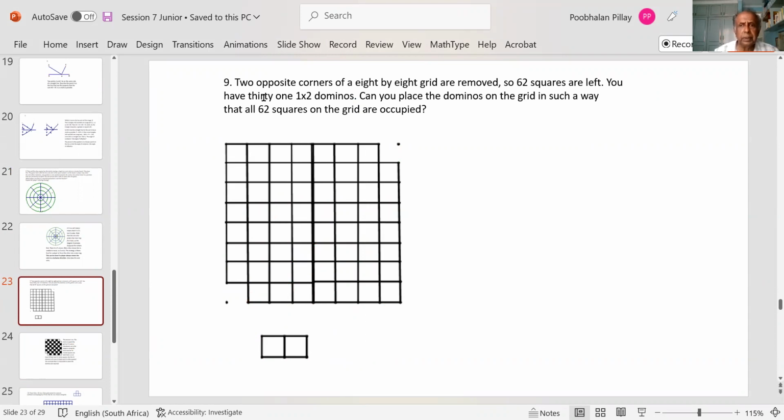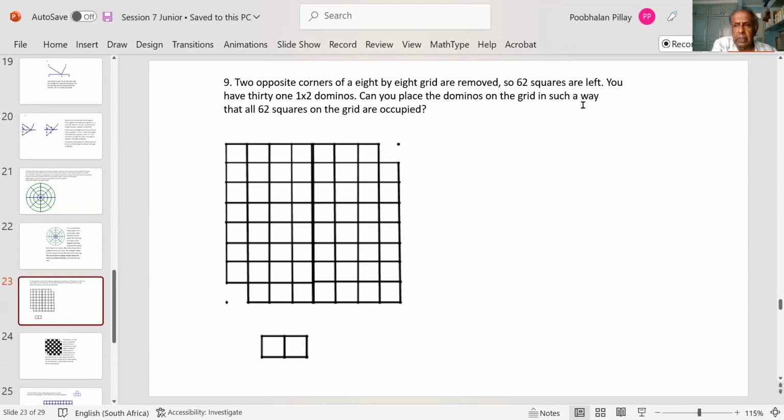Here, two opposite corners of an 8x8 grid are removed. This is an example of what we call a tiling problem. We'll come back to that later. So you've got an 8x8 grid like this, and the opposite corners are removed. Now, here's an interesting question. You can try this with people.